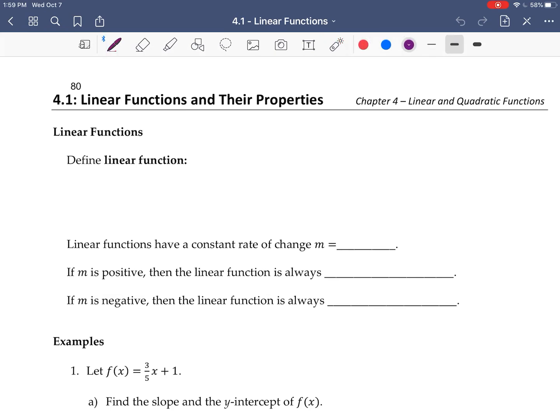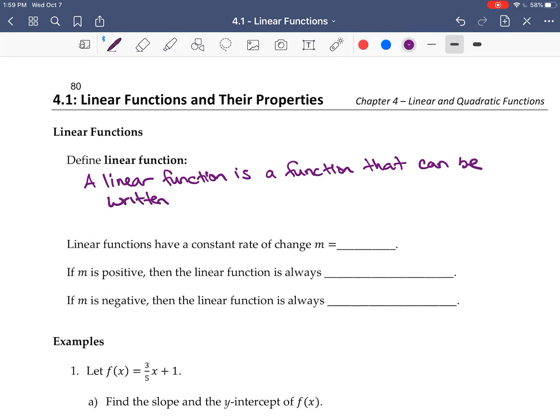So the definition: a linear function is a function that can be written in the form f of x, so the function, is equal to mx plus b. Now that probably looks familiar. So y equals mx plus b is the formula in slope-intercept form for a line. And in fact, linear functions, their graphs are lines.